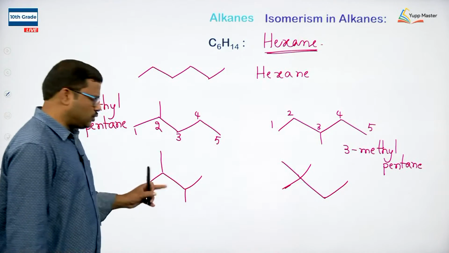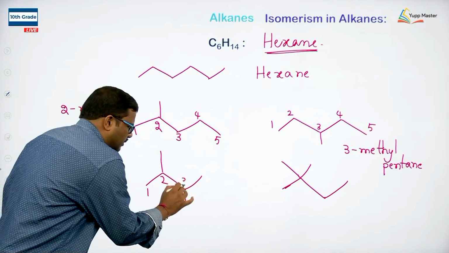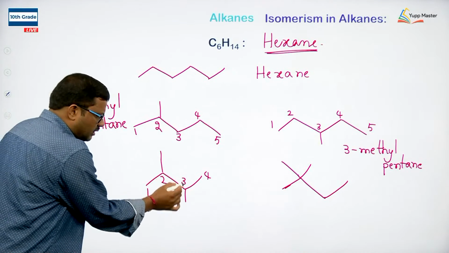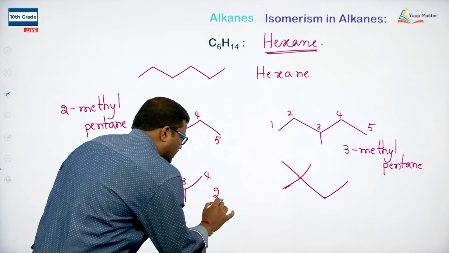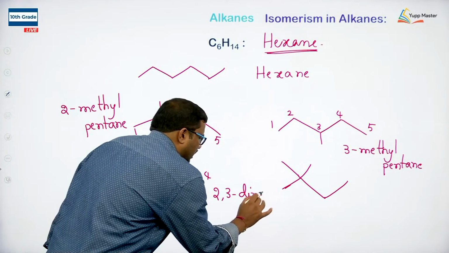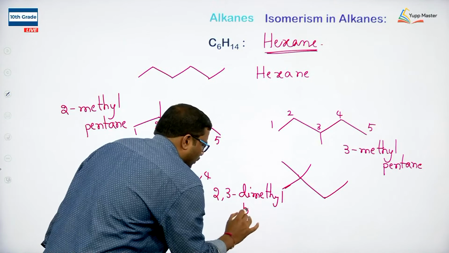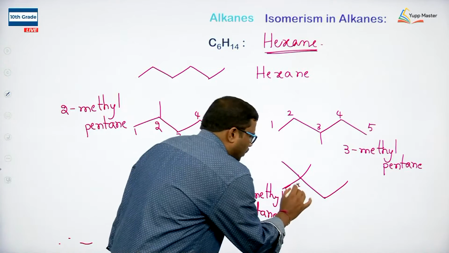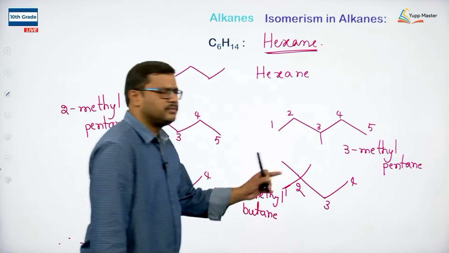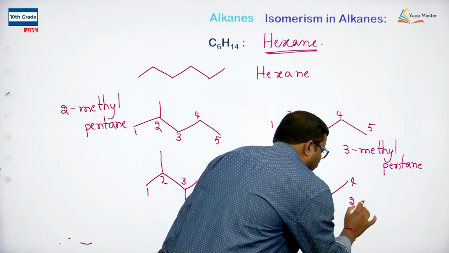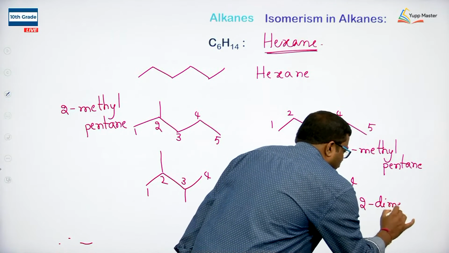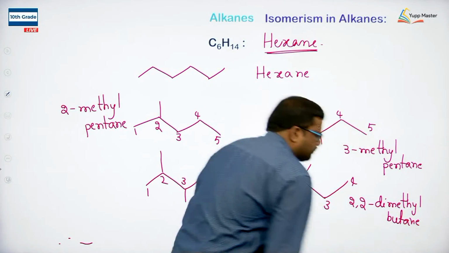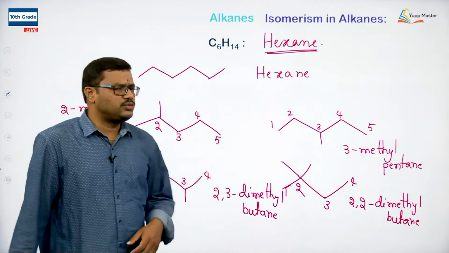And if you observe this one, if I select the continuous carbon chain having 4 carbon atoms, the parent name is butane. At the second position we have a methyl, and at the third position we have a methyl, so I can write it as 2,3-dimethylbutane. And if I take this compound, at the second position we have 2 methyls, so we can write it as 2,2-dimethylbutane. Students, you have to arrange the carbon atoms and write the IUPAC names for the compounds.